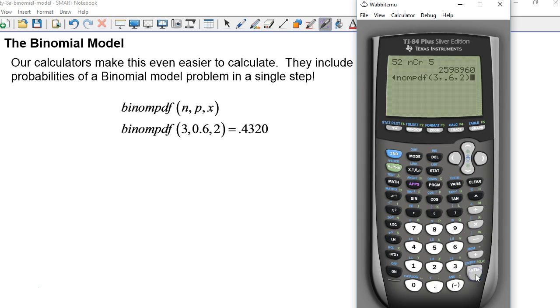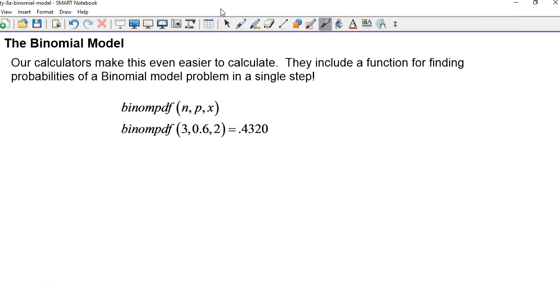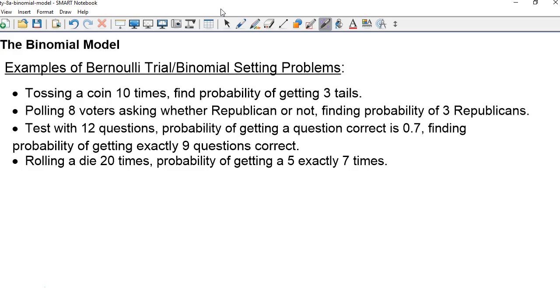If you don't have that screen, it will just say Binomial PDF with a parenthesis, and you have to remember the order and enter them in that order. So you would press 3, and then you have to manually insert the comma, which is this key right here. So 3, comma, 0.6, comma, 2, and then close the parentheses and hit enter, and it'll compute 0.432 directly in a single step. So very nice. This model occurs so frequently that we have a dedicated function for it in the calculator.